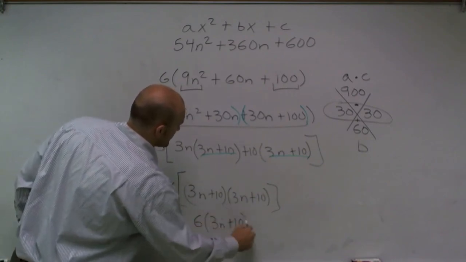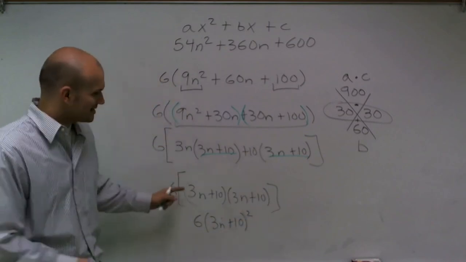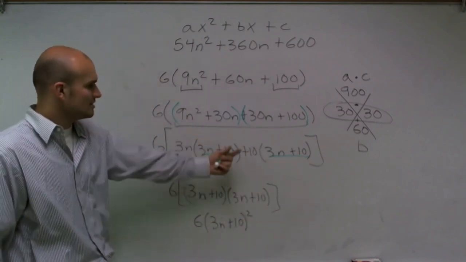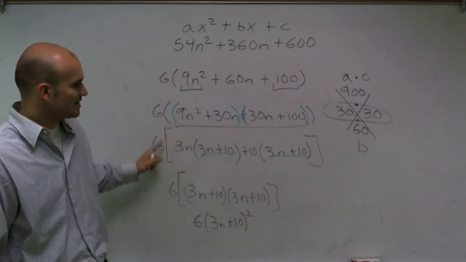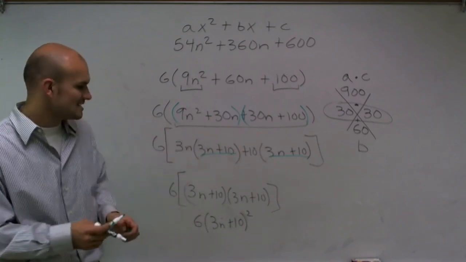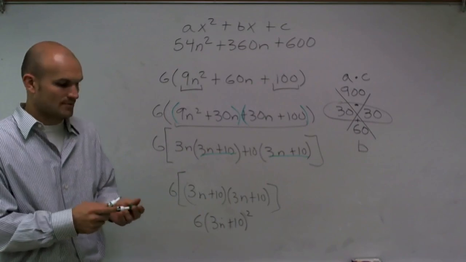And again, I just used the brackets so I wouldn't get you guys too confused with so many parentheses, since I factored out my 6. But your final answer would be 6 times 3n plus 10 squared. And that's it.